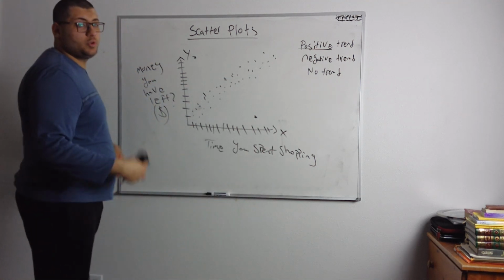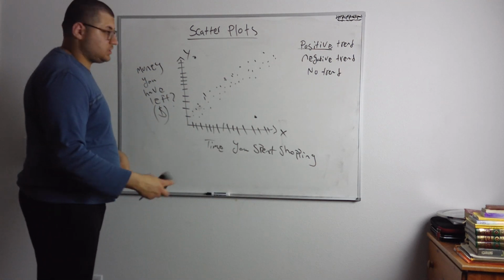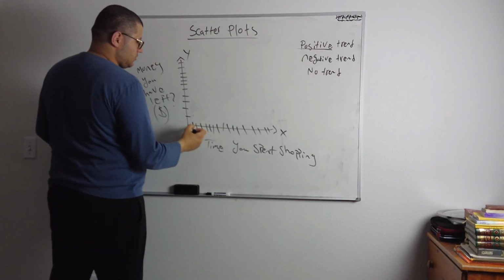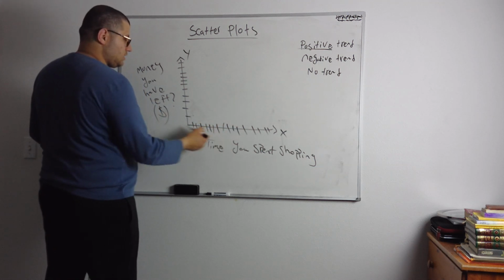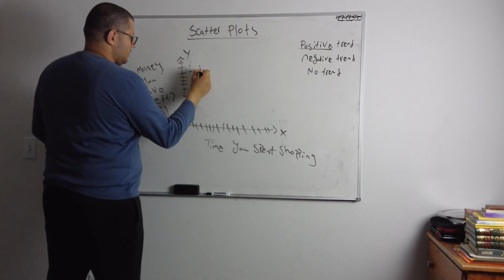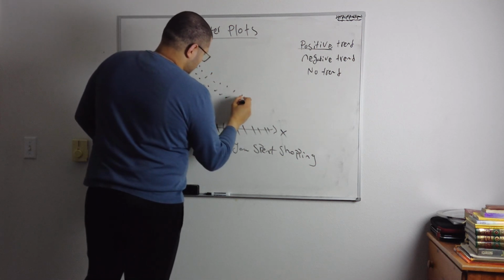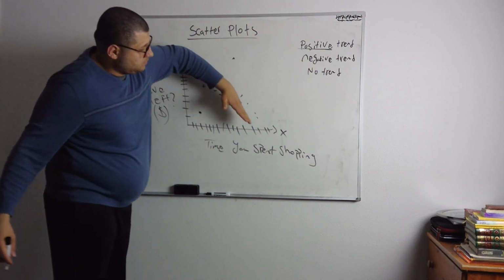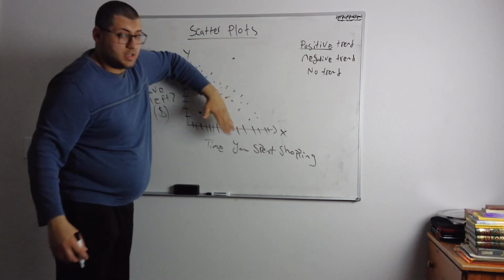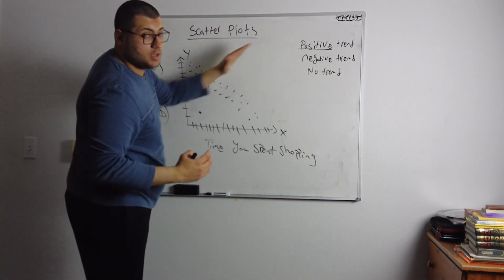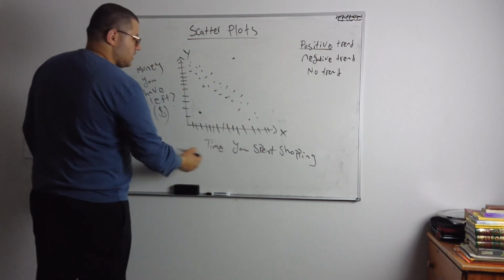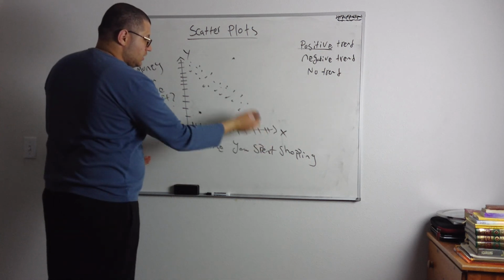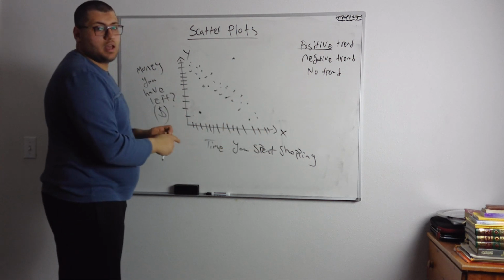Well, of course, the more time you spend shopping, the less money you're going to have. And the less time you spend shopping, the more money you're going to have. So it has to go down that way. Now, it's going down, and so it's a negative trend. So if it's going that way, positive, this way, negative. Plus, you can look at the x and the y representation. If the time you spent shopping is more, you're going to have less money, and so of course it's going to be a negative trend.